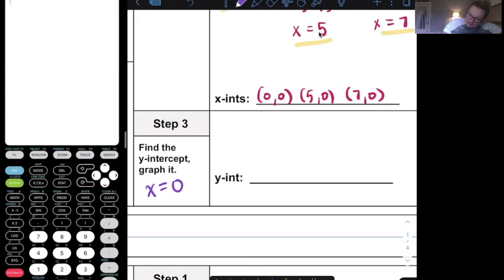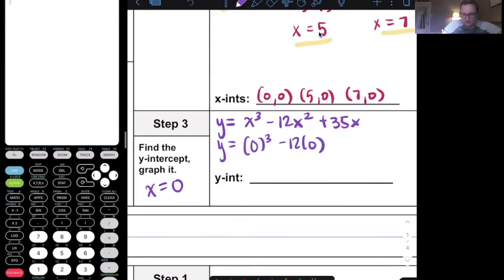So we're going to take y is equal to x cubed minus 12x squared plus 35x, and we're going to plug in 0 for x. So 0 cubed minus 12 times 0 squared plus 35 times 0. And notice all of these things are just 0. 0 cubed is 0. Negative 12 times 0 squared is 0. 35 times 0 is 0. So we just get y equals 0. So our y-intercept is at (0, 0).